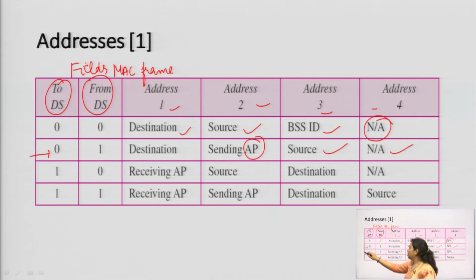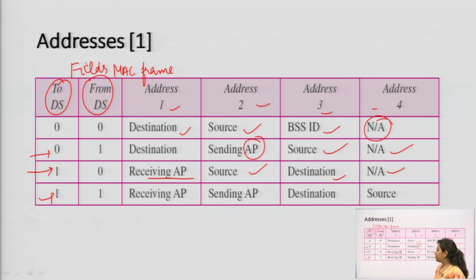Then again we are using the address 10, where the receiving AP is receiving. This is the source address, this is the destination address, and again this is a not applicable case. Then next, fourthly, we are using 11, where To DS is 1.